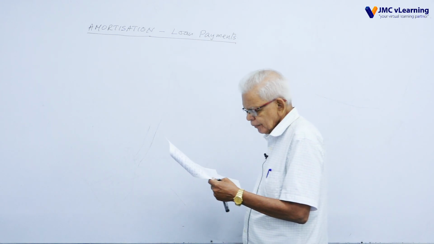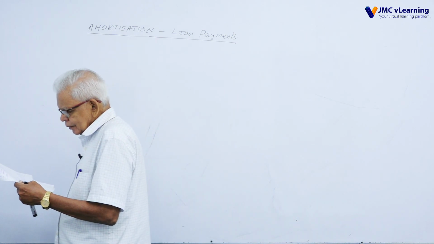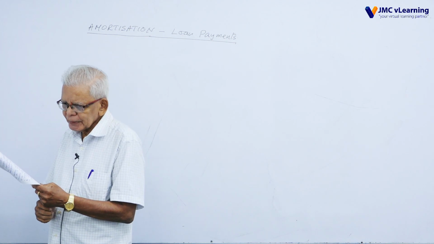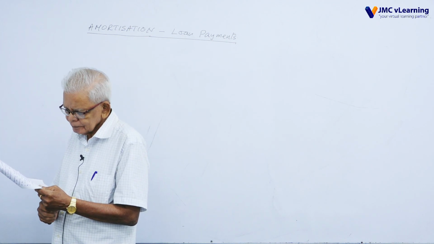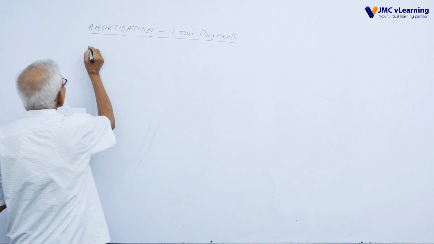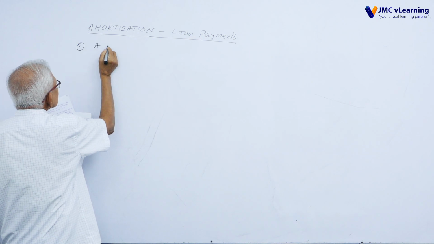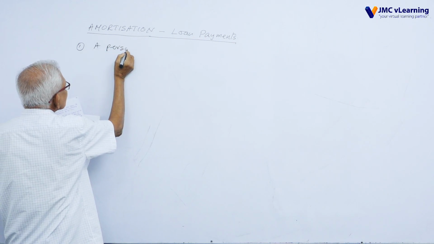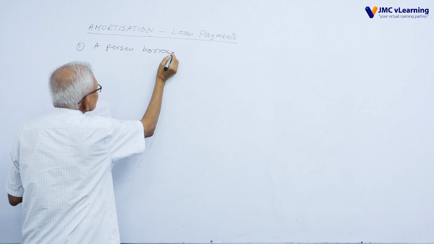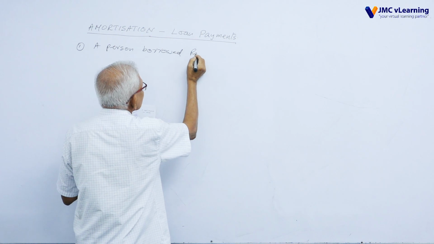Take down this question. A person borrowed 50,000. I'll write down. Question number 1. A person borrowed rupees 50,000.